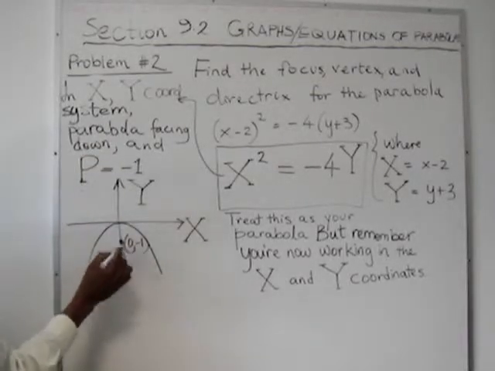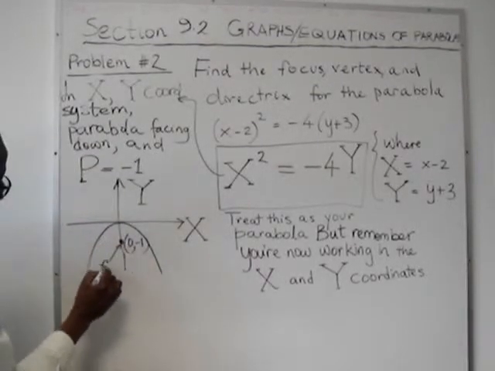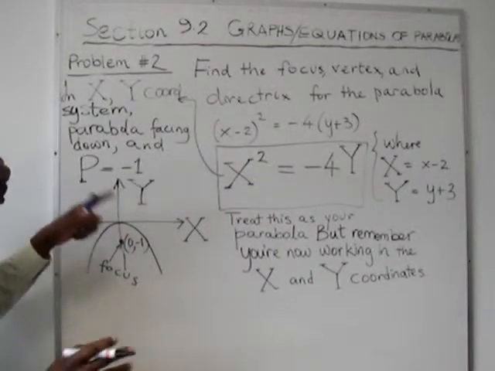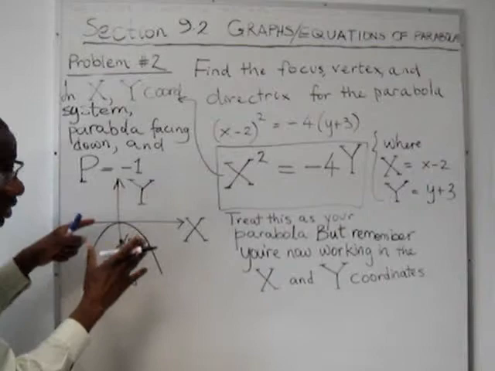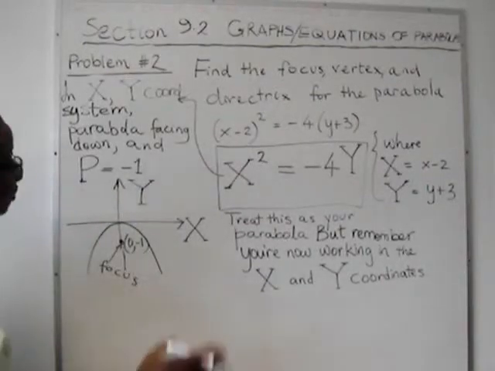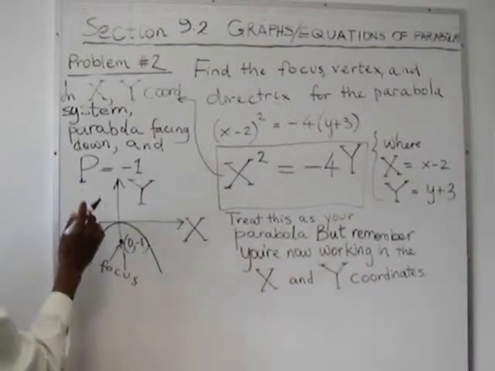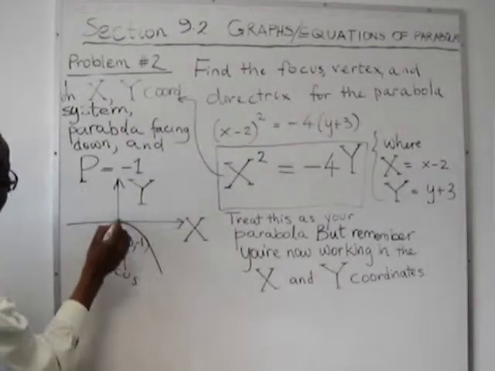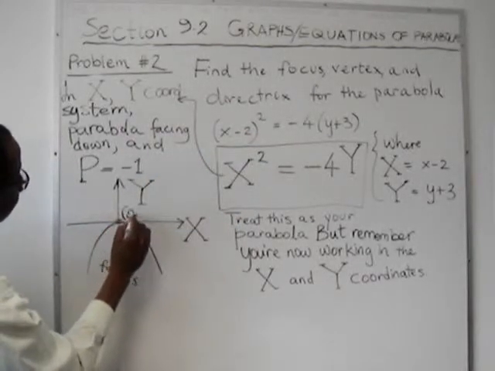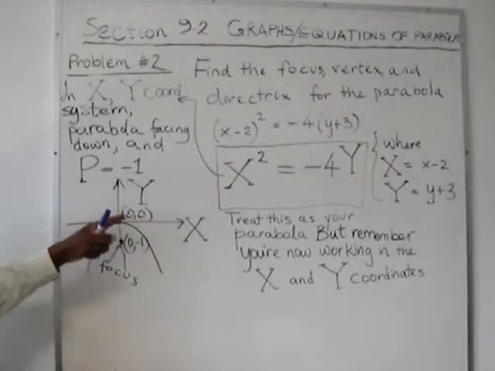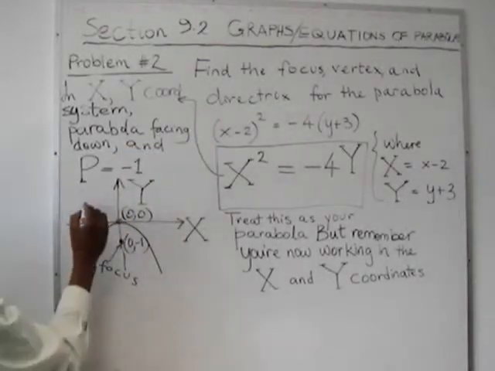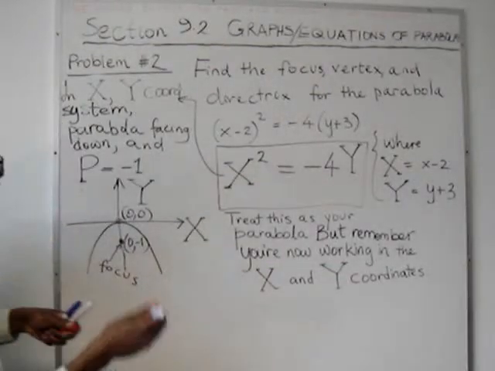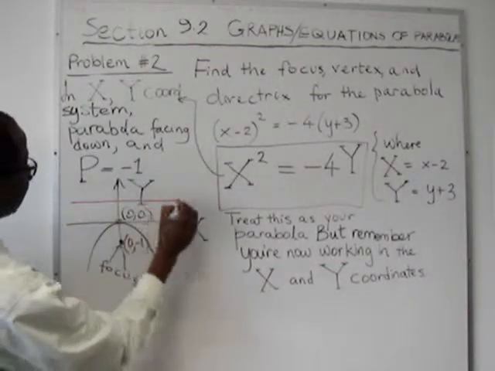So that's our focus in the new coordinate system. I keep emphasizing that. We're doing all this work in the new coordinate system. We're going to go back to the old one using those relationships. Okay, and then they ask us to find the vertex. The vertex is 0, 0 in the new coordinate system, and then the directrix is right here.